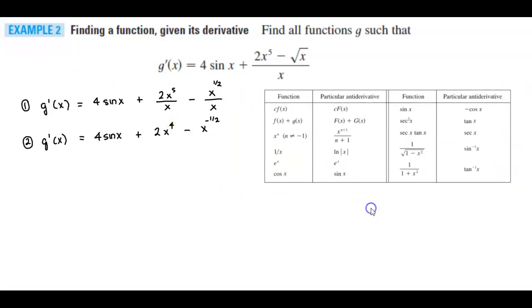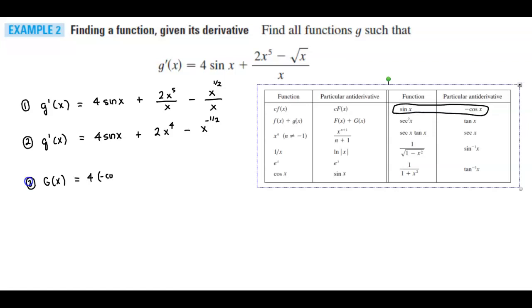So here are our formulas in table 2. Okay, so we want to find the antiderivative of this function. We can call this capital G of x if we like. So we have 4. Now what is the antiderivative of the sine of x? We can see that the antiderivative of the sine of x is going to be negative cosine of x.